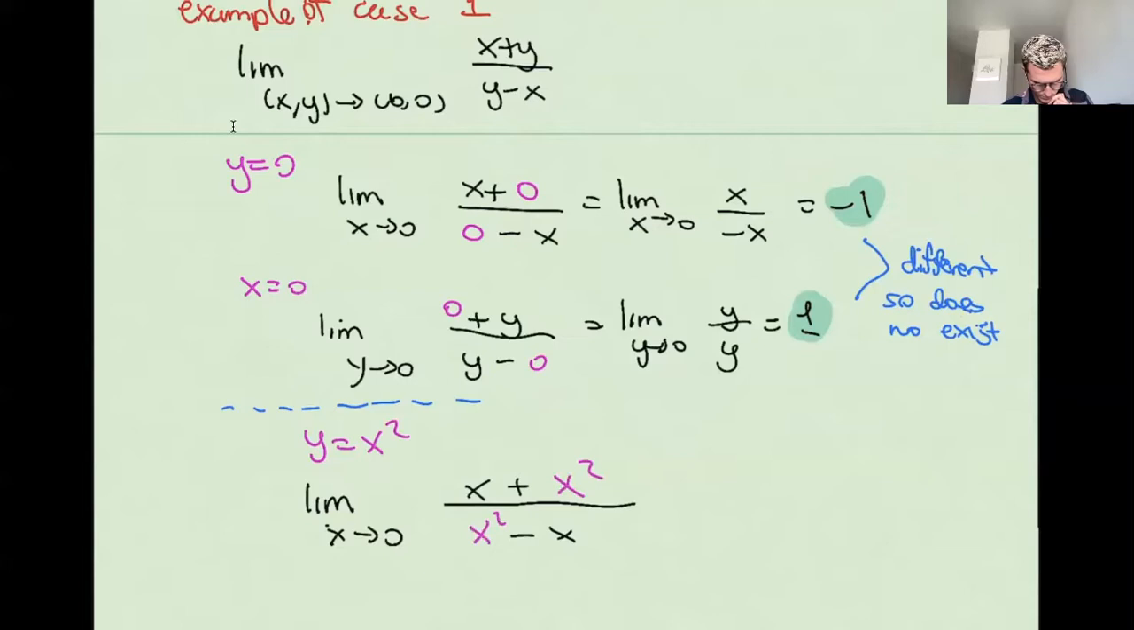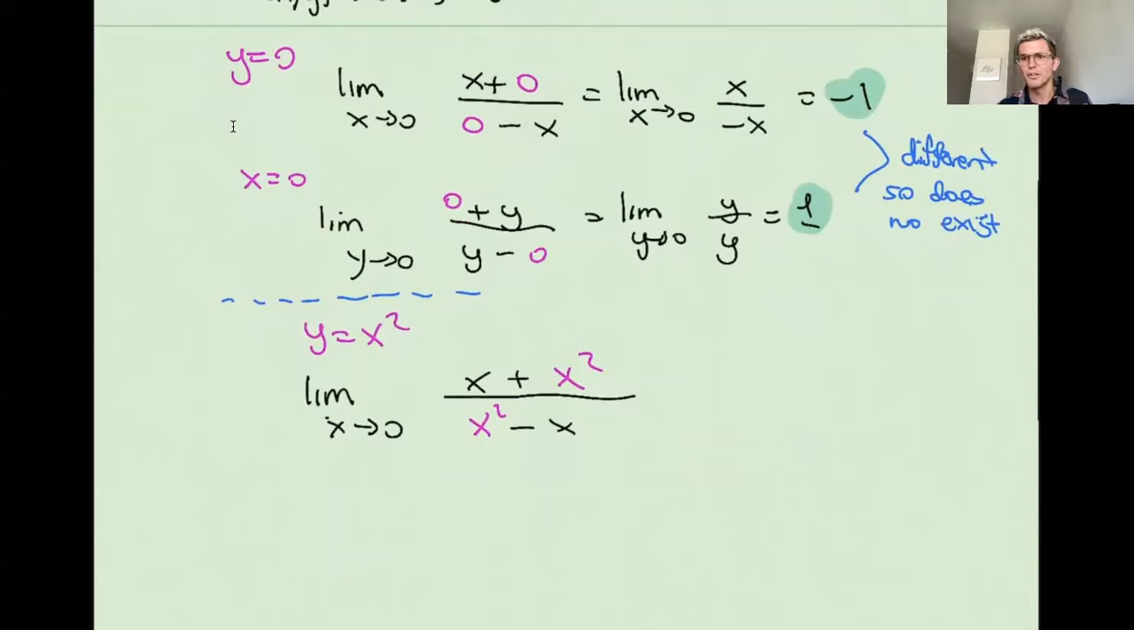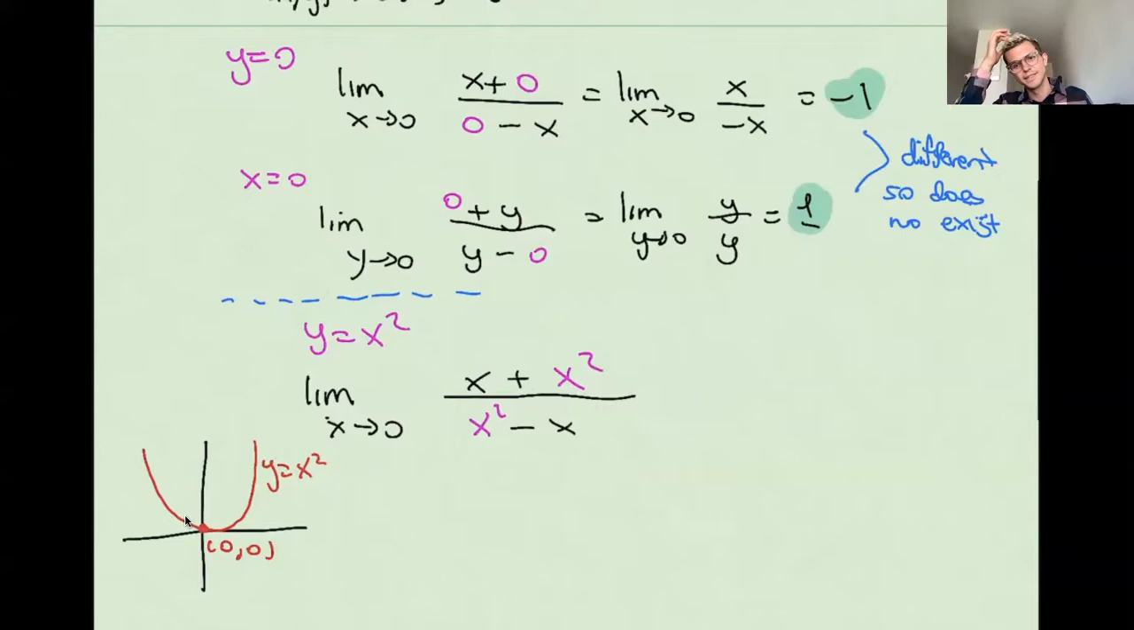That's what you get, right? Wait, would it be y plus x squared or x plus x squared? Oh, I mean that. Maybe let me do a picture. You're trying to approach the origin, right? So you need to find a path that takes you there, or a curve, or a function, however you want to think about it. Now I'm moving towards the origin along this curve. Is that making sense? That's what I'm doing when I substitute y with x squared. Is that okay?